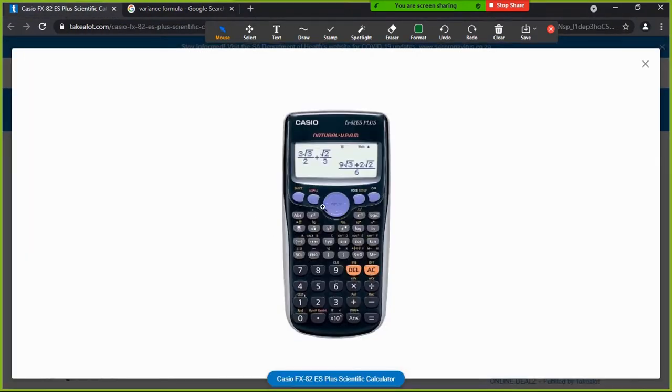Okay, does your calculator have a stats mode? Let's check. It does. There's the stats mode, number 2. It's a shift, second function.